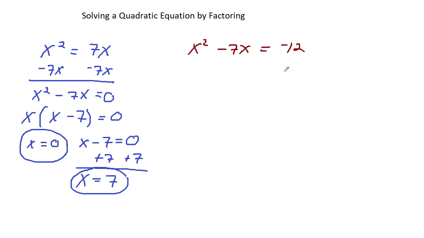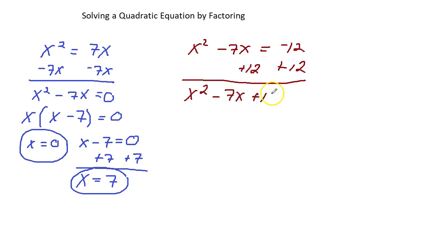If it's already set equal to 0, that would be great, because then you don't have to do any subtracting or adding. We have to add 12 to both sides because we want everything on the left and have this equal to 0, so we can use our zero product property. So we have x squared minus 7x plus 12 equals 0. Next, I have to factor this.